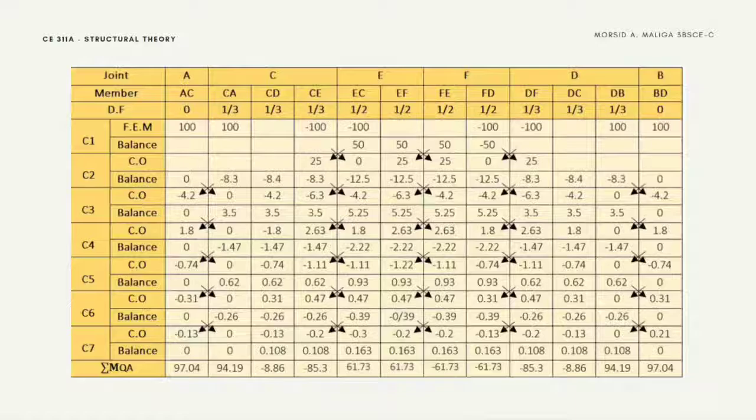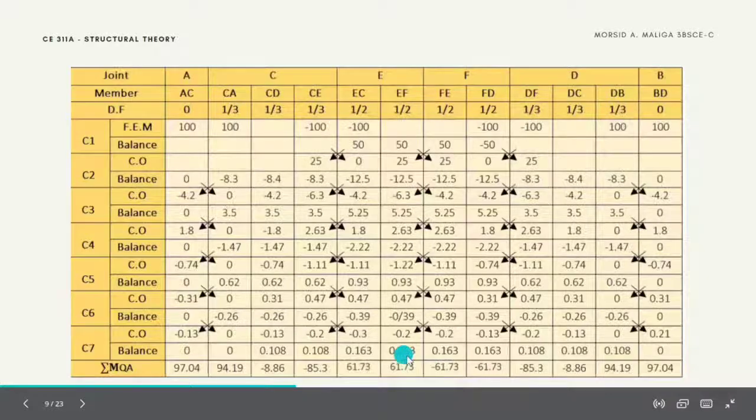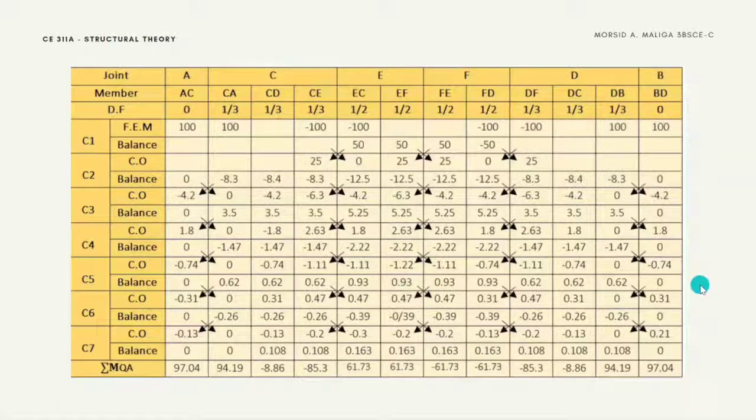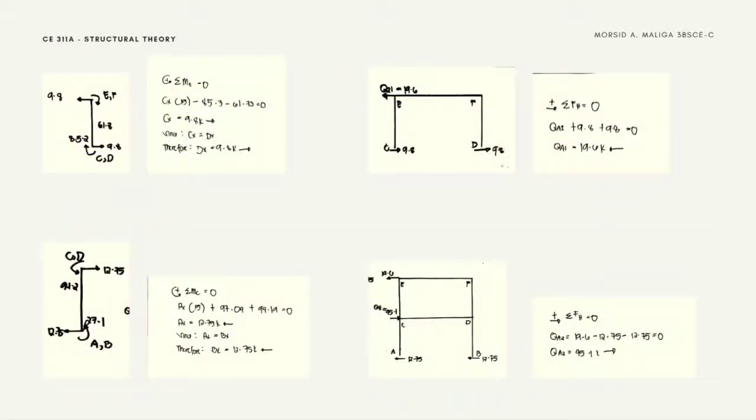So, as we can see, napapansin natin that sabi nga natin kanina, the figure is symmetrical. So, yung values natin is nagiging symmetrical din siya. Ayan. So, after getting all of the values doon sa ating table, what are we going to look for now is the reactions in every point natin.